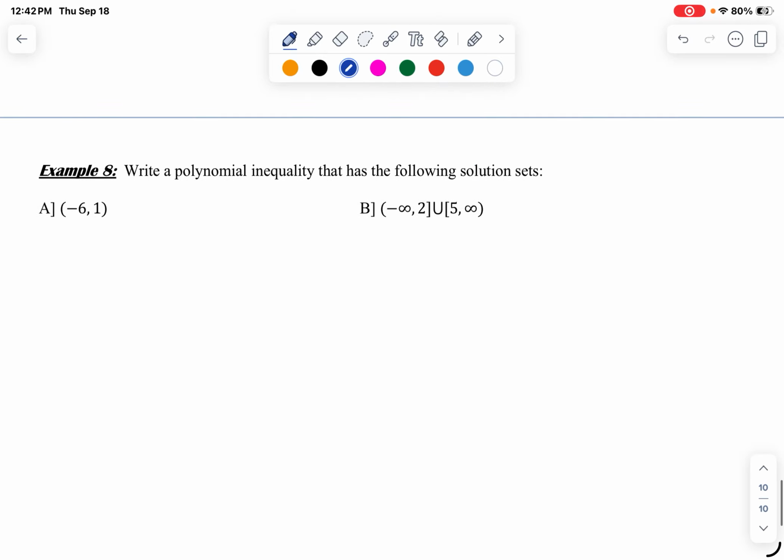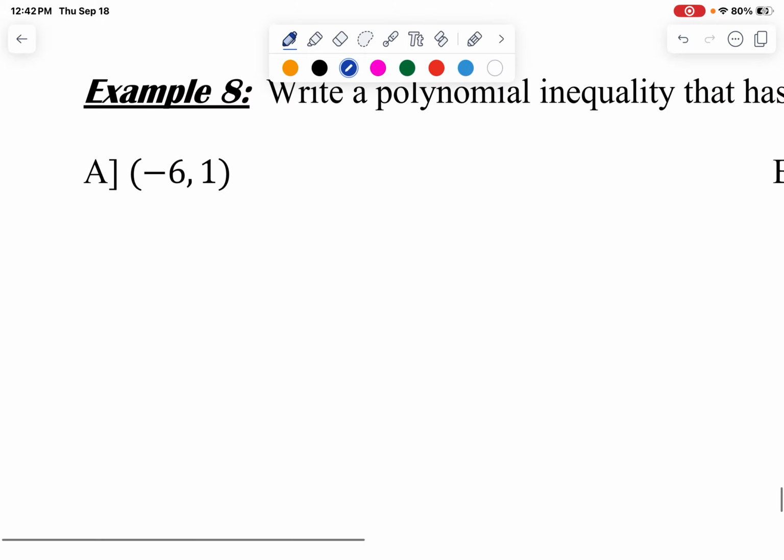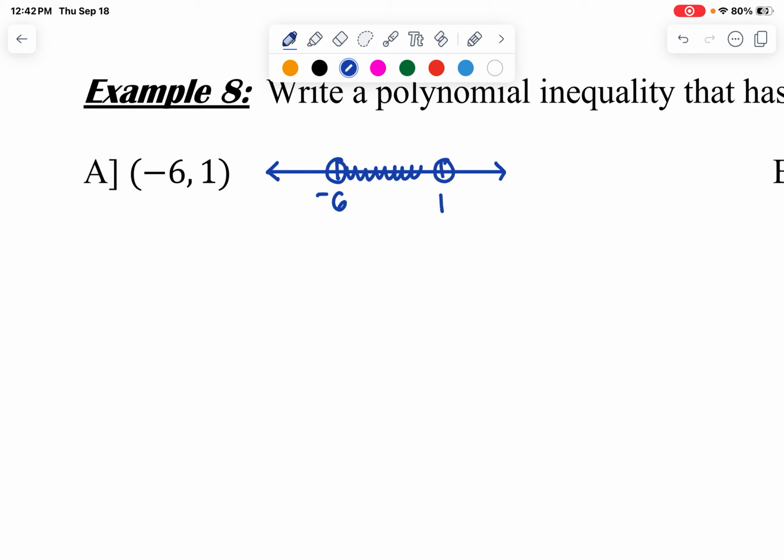All right, lastly, it says write a polynomial inequality that has the following solution sets. So this is just working backwards. This is the solution. I want you to tell me the inequality. Okay, so if we're working backwards, we're going to start with drawing what this looks like. So we have negative 6 to 1. You're not including negative 6. You're not including 1, but it's all values in between.